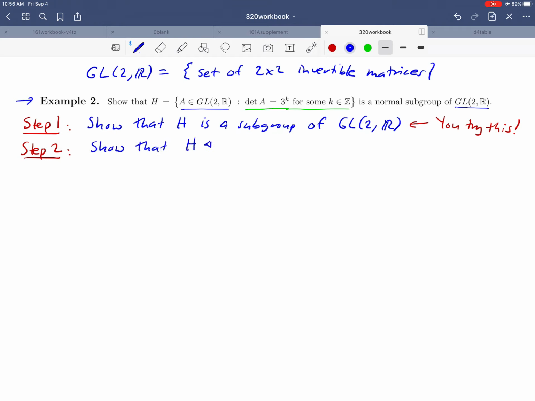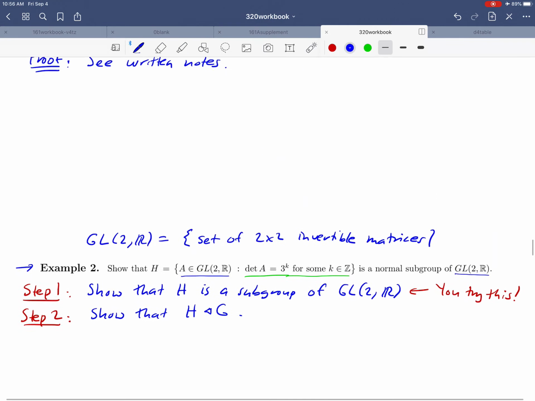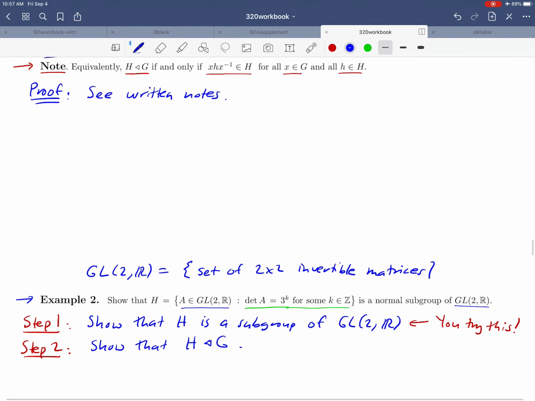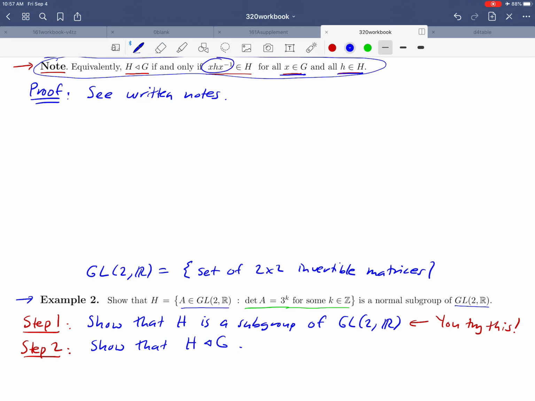Okay, so show that H is normal in G. That's the part that I'd like to do in this video here. So what we're going to do is use this note that we mentioned up here. What we need to show is that for any x in our group and any h in our subgroup, this product, x times h times x inverse, lives in our subgroup. That's the strategy that we're going to use here.